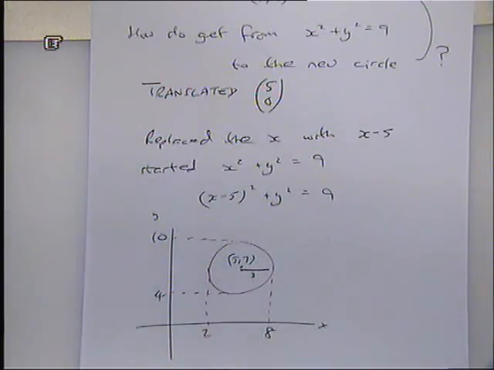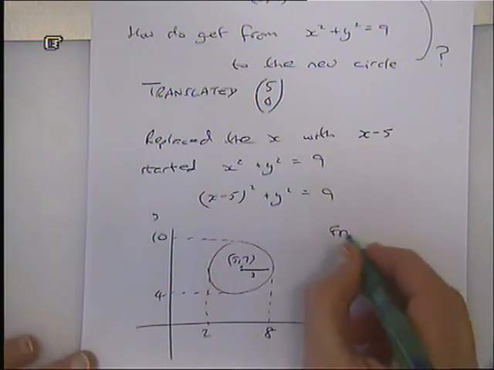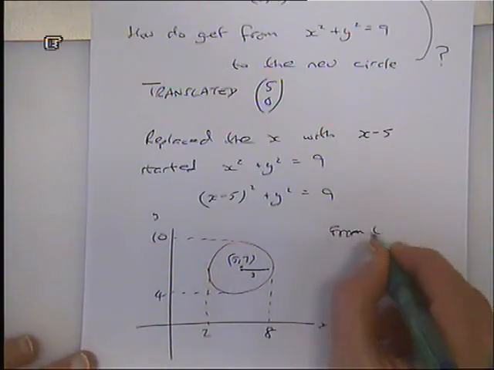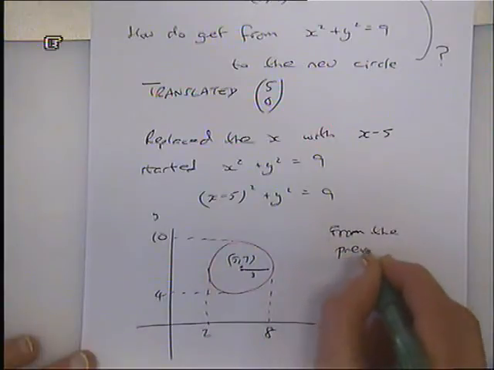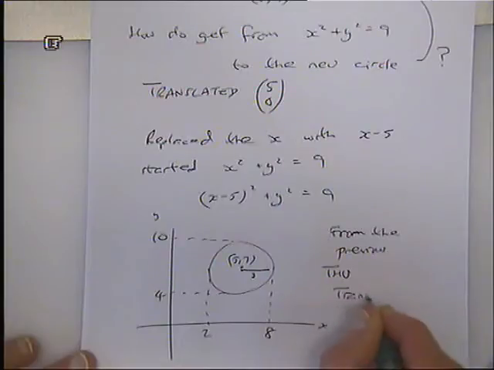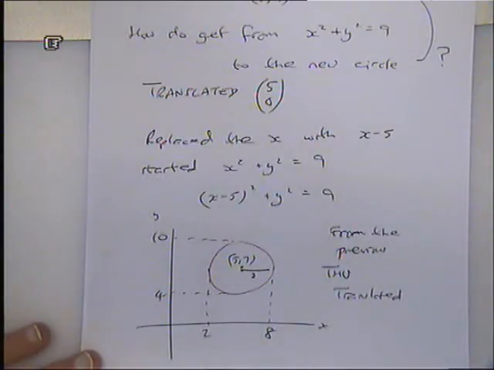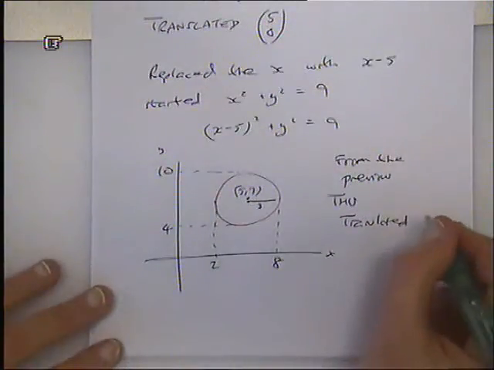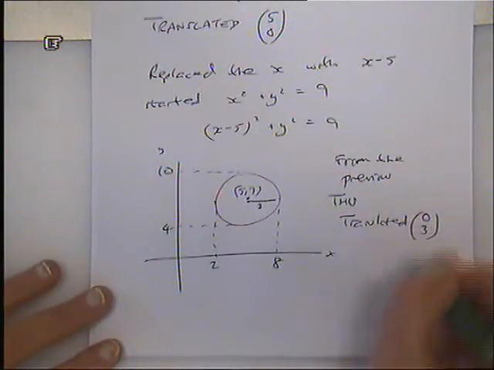How has this circle moved compared with the previous one we did? So it's a vertical translation. Yeah. So from the last circle, so from the previous one, this one has been translated. Now, how can I put this as a vector this time? 0, 3. Yeah, it's gone up 3.